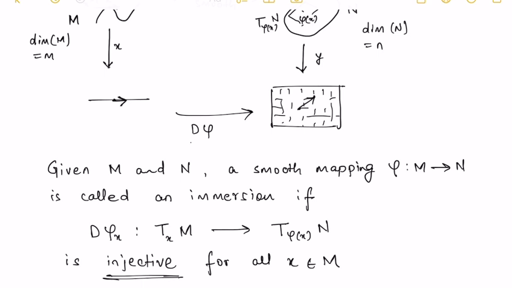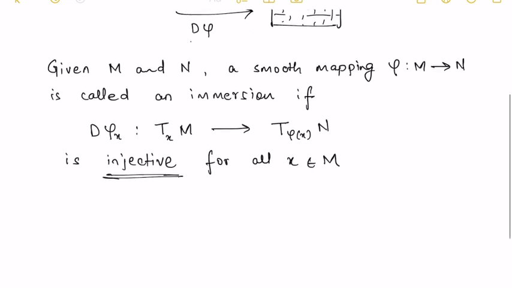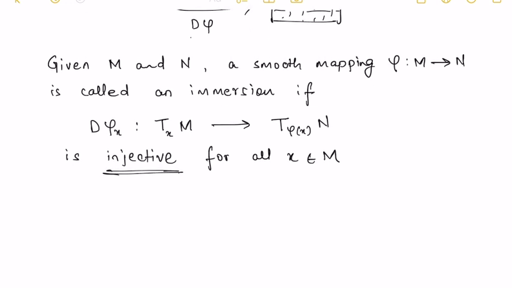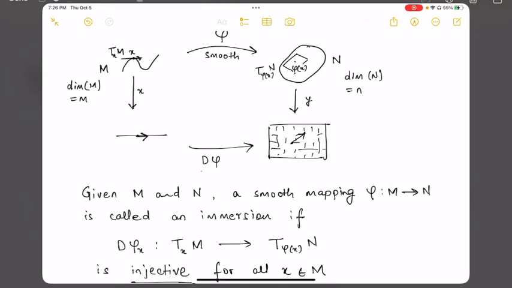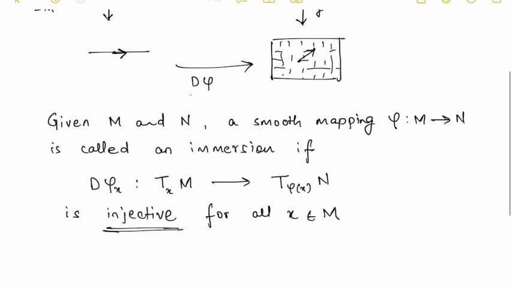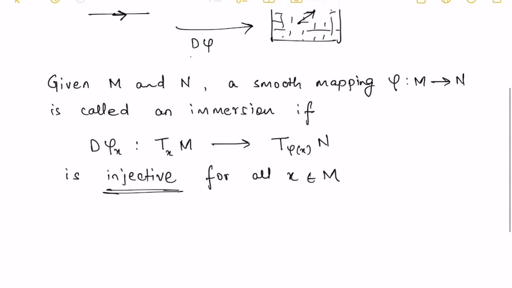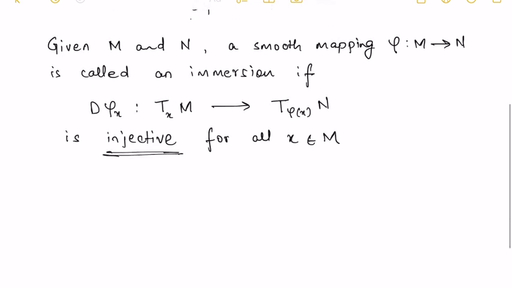Okay, so what we want is that this mapping function, which goes from a lower dimensional manifold to a higher dimensional manifold, if that mapping function is injective, and also the derivative mapping function, which goes from the tangent space of M to the tangent space of N, is injective, right? And now, what do we mean by injective, right?